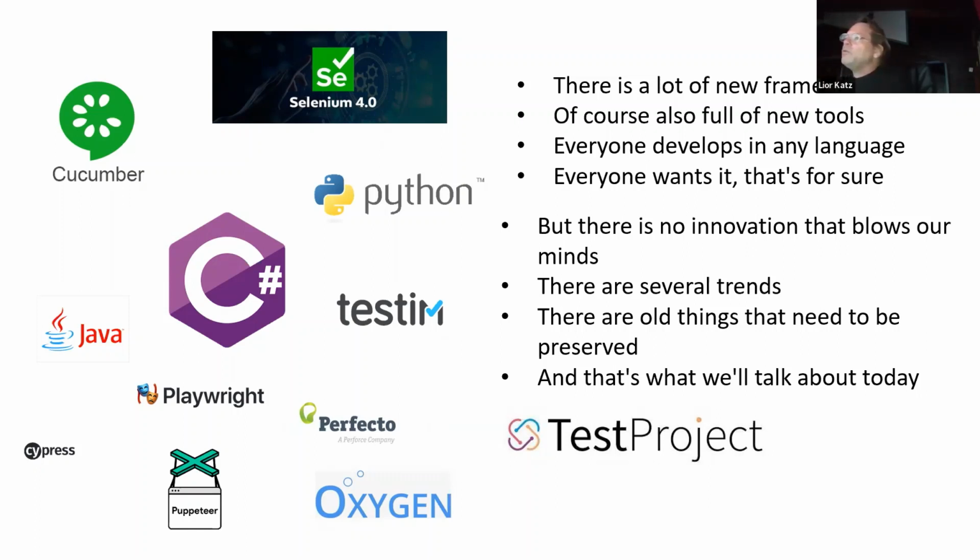So there are a lot of new frameworks and, of course, lots of new tools. And everyone is developing in any coding language. There is C#, Java, Python, Groovy, JavaScript, whatever you can think about. There are tools, or solutions, in VBScript as well. There is a solution in Go. There are tons of development languages that we can use in testing automation. And for sure, everybody wants it, and everybody sees their company with a testing automation solution.